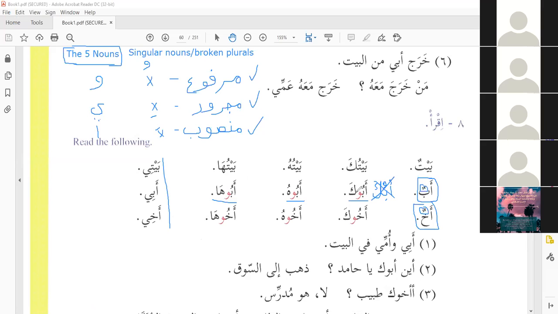So all of these are marfu' with a waw. Abuka, abuhu, abuha. For the sake of argument, what if these 3 words were majroor? What would we have? We would have abika. Like if I said min abika. Min abihi. We change the ha to a kasra just to make it sound harmonious with the ya before it. Min abiha.